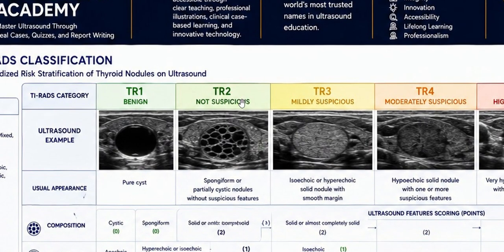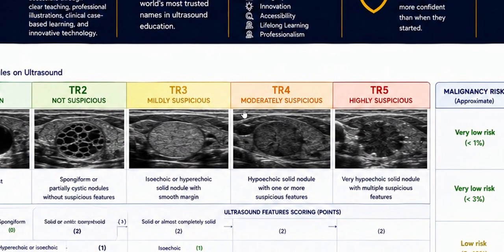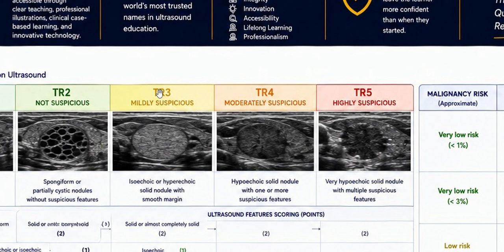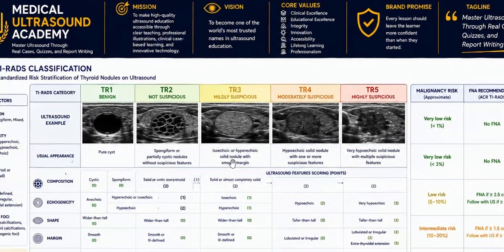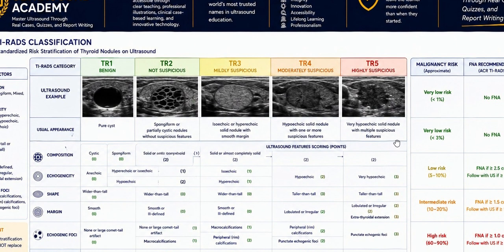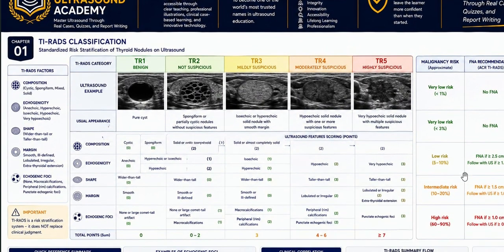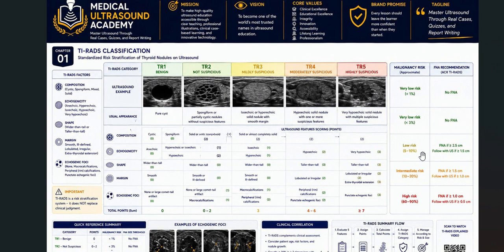So if you come here at the top, if the total score is 3, we are saying that the mass is what? A TI-RADS class 3. And if it is TI-RADS class 3, they are saying that it's mildly suspicious. So that's a mildly suspicious mass, like that. If you come here, it has got what? An intermediate risk there.